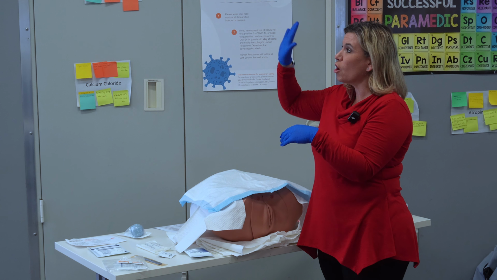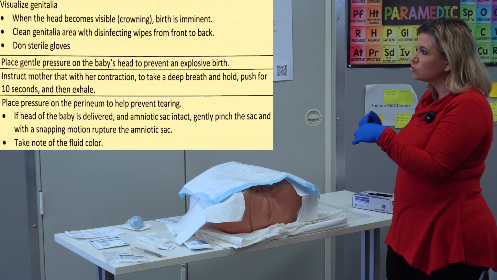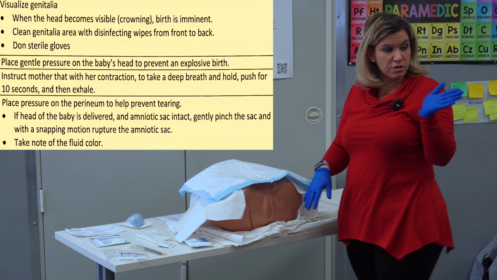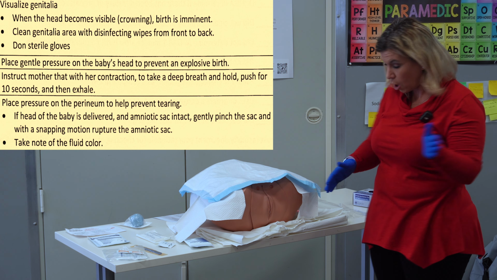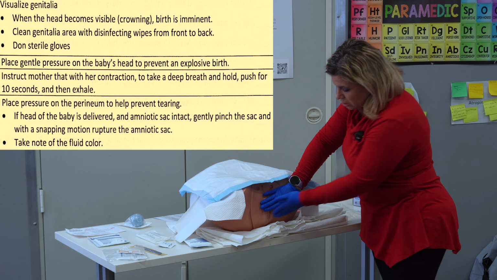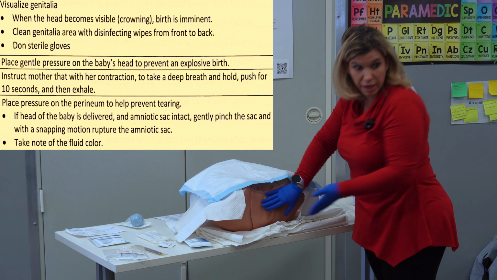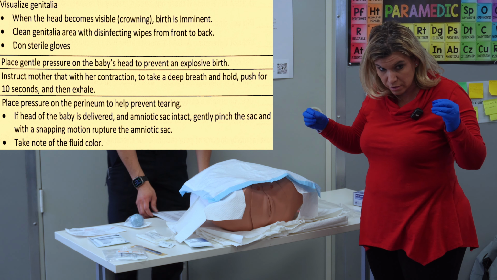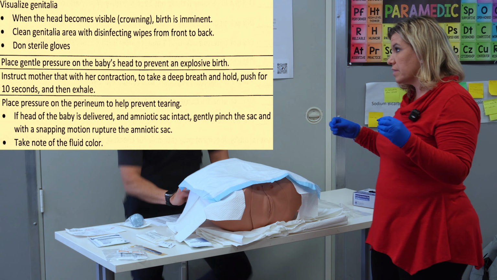Then it tells you, okay, cool, I put sterile gloves on, place gentle pressure on the baby's head to prevent an explosive birth. So this is when I always tell you guys, pretend like you're hiking a football, okay? One hand's going to go here, one hand on the perineum, okay? Because we want to prevent that from ripping or tearing really bad, because that would be bad.